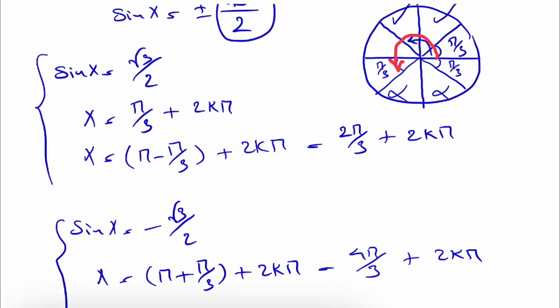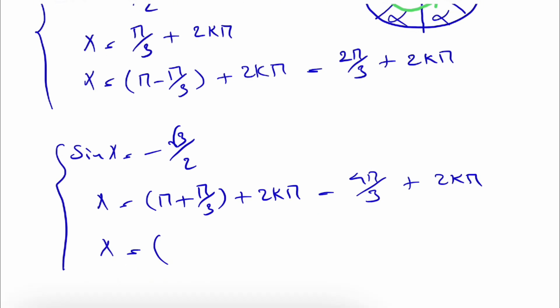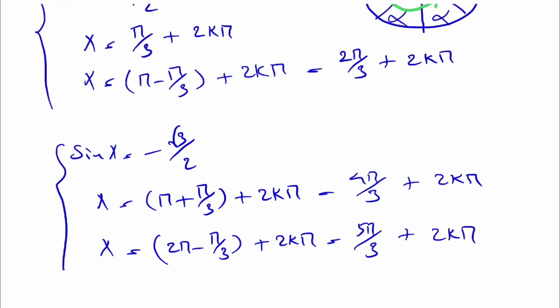And the last answer that we have is what I'm going to show in green, which is the answer in the fourth quarter. So here, which is 2 pi minus pi over 3. So 2 pi minus pi over 3 plus 2k pi, and that's going to give us 5 pi over 3 plus 2k pi, all the answers in the third and fourth quarter for us.